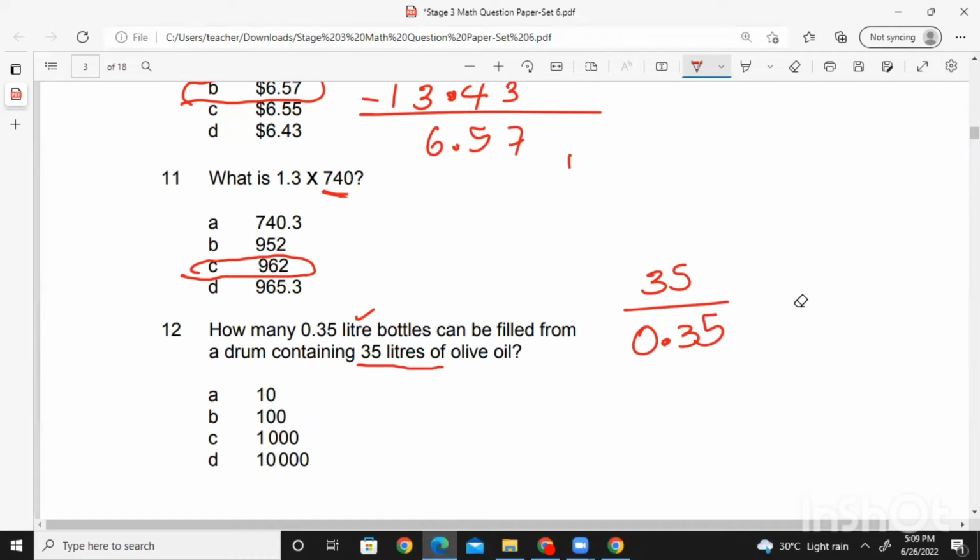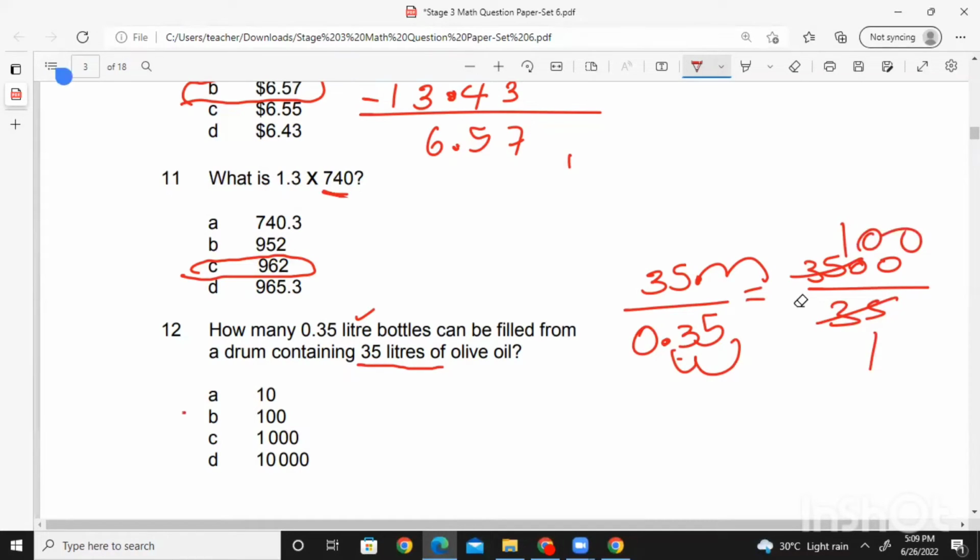All right, so I'm seeing like 100 coming out, but let's just work these out. We want to make sure that the divisor is a whole number. So it's going to take 2 movements to the right, 1, 2. So basically I end up with 3,500 over 35. If we divide this, I am definitely going to get 100. So I'll be able to fill 100 of those containers.